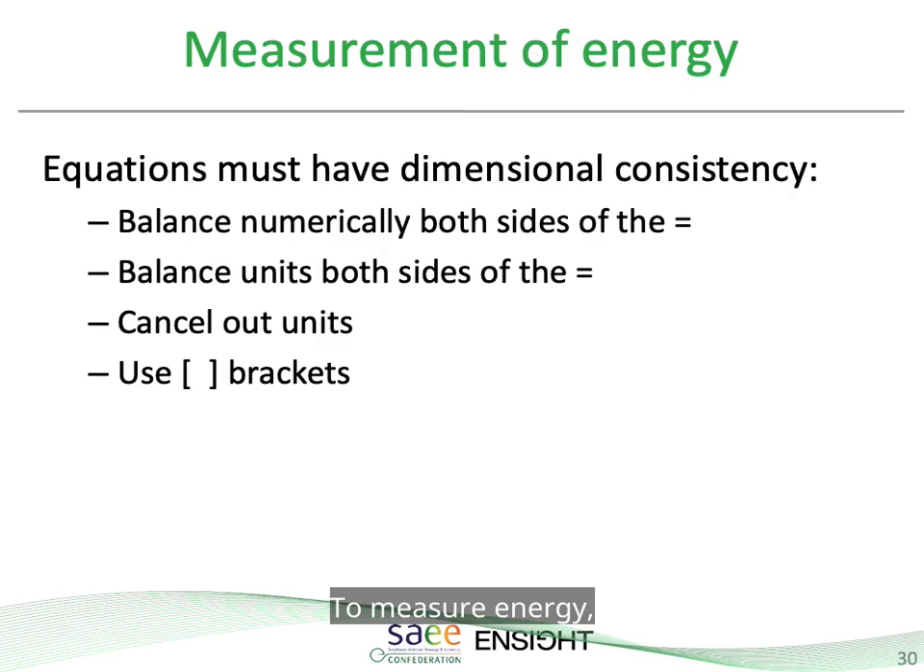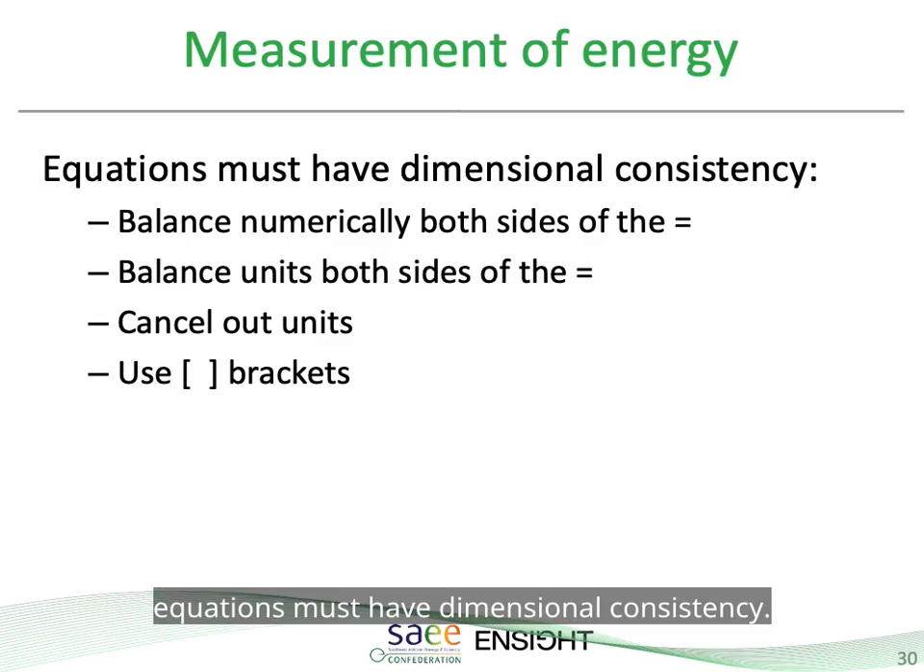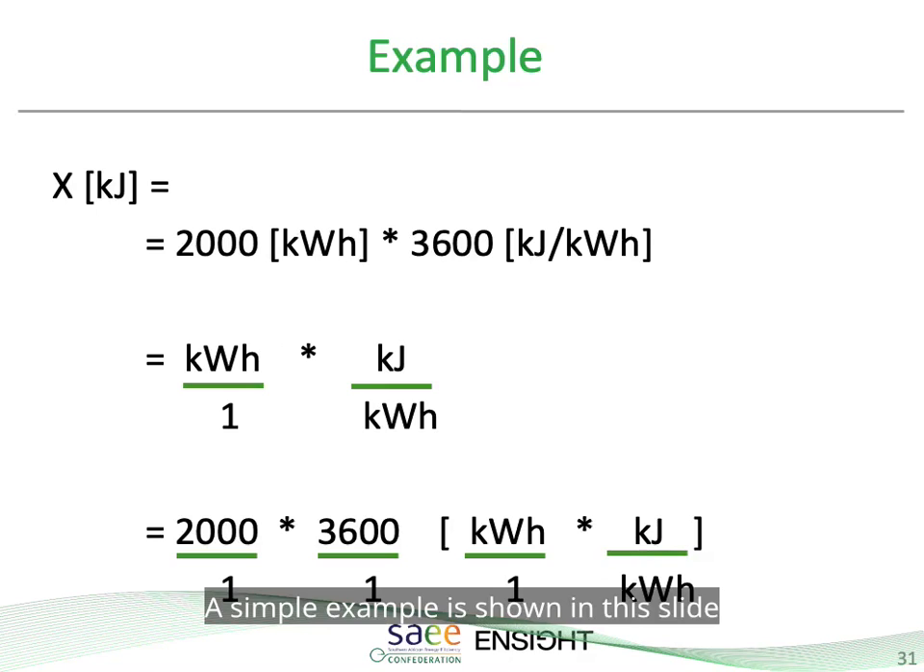To measure energy, equations must have dimensional consistency. They need to balance numerically on both sides of the equal sign. They need to balance in units, cancel out units, and use brackets wherever needed. A simple example is shown in this slide where we would like to achieve kilojoules. We have 2000 kilowatt hours, and we have 3600 kilojoules per kilowatt hour.